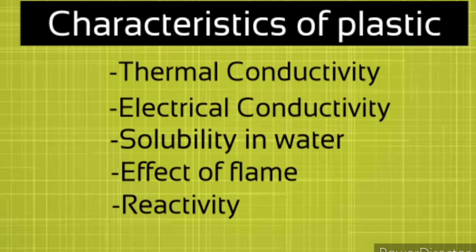Now plastics show 5 main characteristics which make them useful. What are these 5 main characteristics? First is thermal conductivity. Thermal conductivity means that plastics are very poor conductors of heat and electricity. Like we see all the handles and all the things which we use are generally made of plastic. Why?